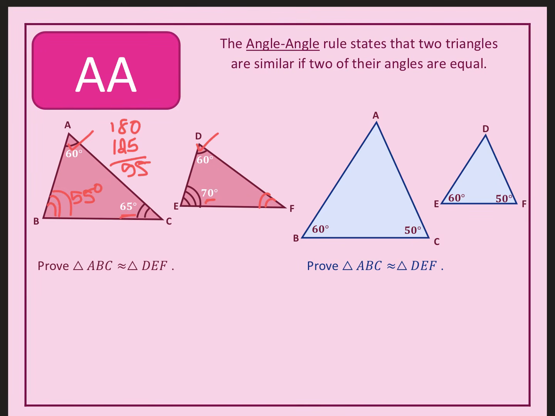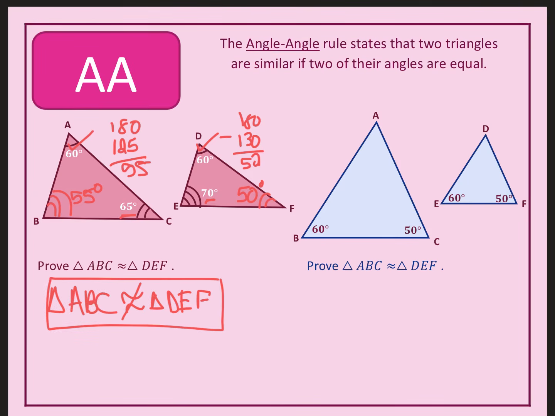So they don't have two angles the same, because if I found this over here, this one's going to be 50, because I would add the two angles and subtract. Just so if you're missing an angle, you might have to find it, okay? Do they have two matching angles? They do not. Therefore, those two triangles are not similar.